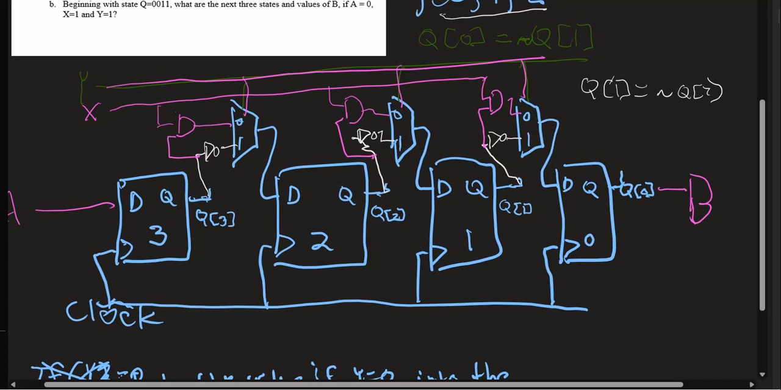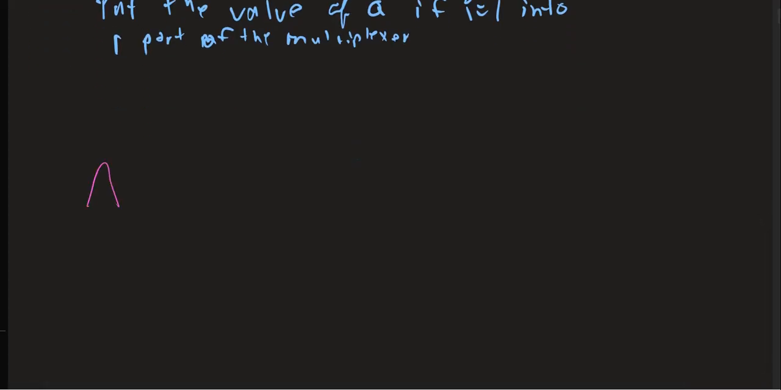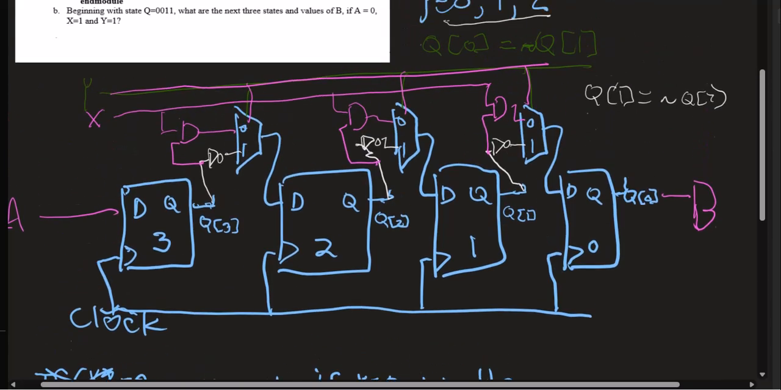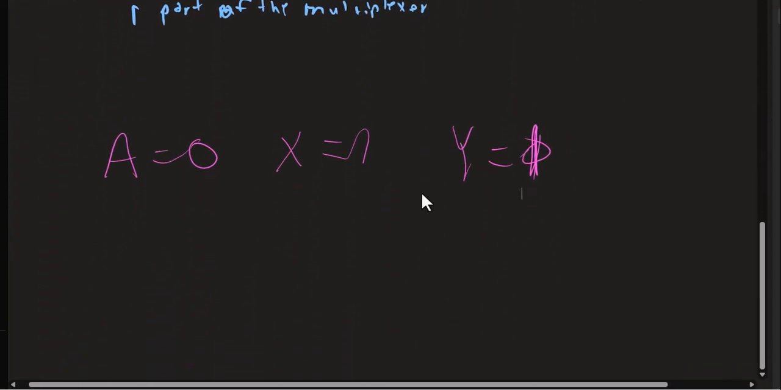Okay, then the next part says beginning with state 0, 0, 1, 1, what are the next 3 states and value of B if A equals 0, X equals 1, and Y equals 1? So A equals 0, X equals 1, Y equals 1, and Q is 0, 0, 1, 1.